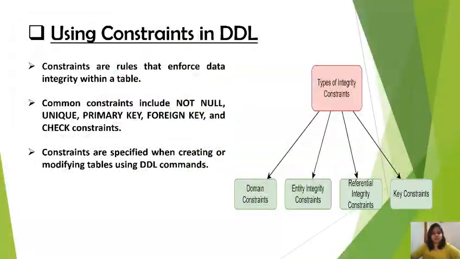Using constraints in DDL. Constraints are rules that enforce data integrity within a table. Common constraints include not null, unique, primary key, foreign key, and check constraints. Constraints are specified when creating or modifying a table using DDL commands. So the types of integrity constraints are domain constraint, entity integrity constraint, referential integrity constraint, and key constraints.